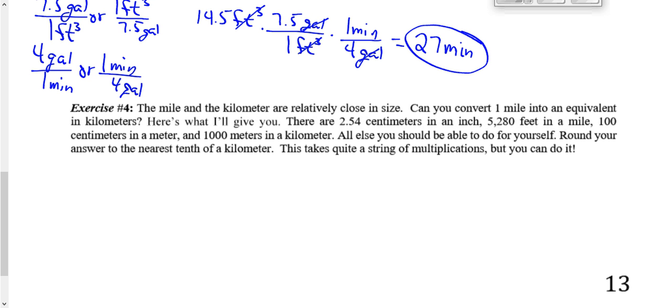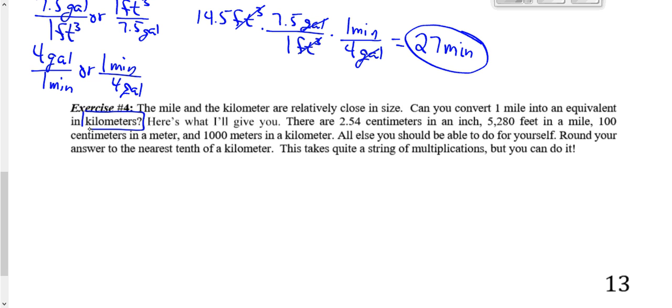So a mile and a kilometer. Can you convert 1 mile into equivalent kilometers? So they're going to give us some units here, right? What is the unit that we want to have left when we get done with this? Kilometers. So every other thing we have needs to cancel except for kilometers, okay?